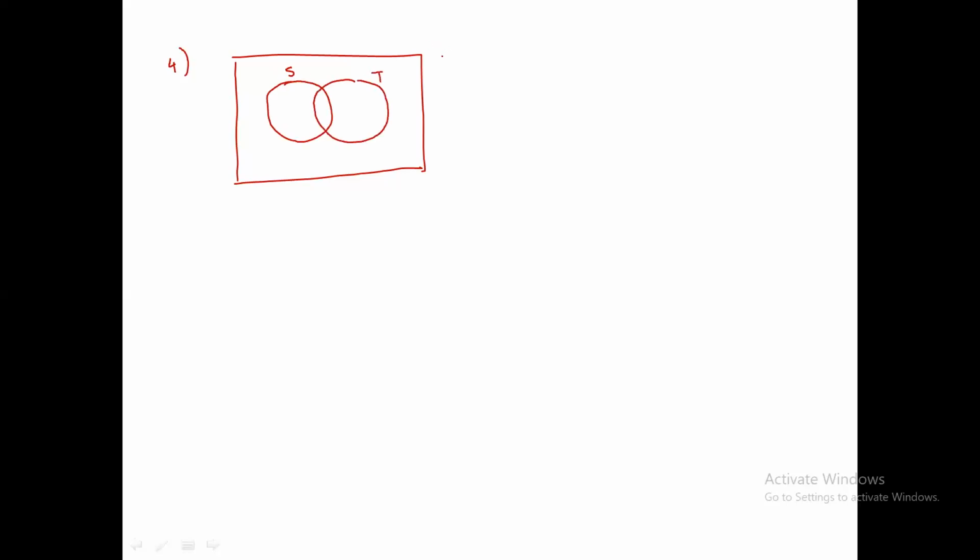Coming to question number 4. Again, I will draw universal set. In this, S and T are two sets. This is S. This is T. Number of elements in S is 21. Number of elements in T is 32. Number of elements in S intersection T is 11. You have to find number of elements in S union T.